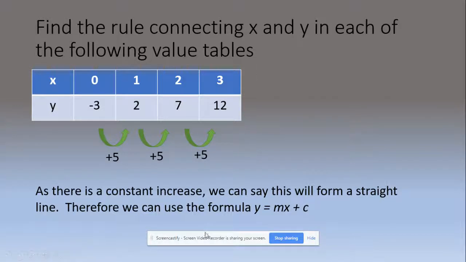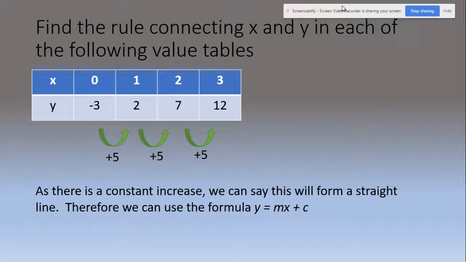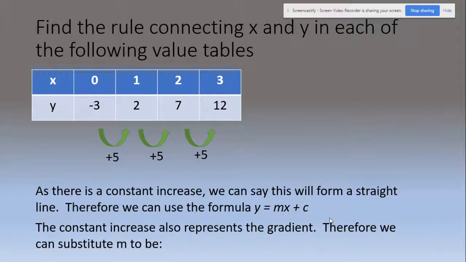You need to check that it is going to be a straight line. All right, next. Constant increase also represents the gradient. So straight away, we can substitute m. So if we've got y equals mx plus c, we can substitute m. So m will be 5, and y equals 5x plus c.